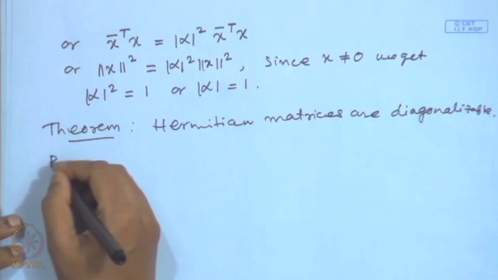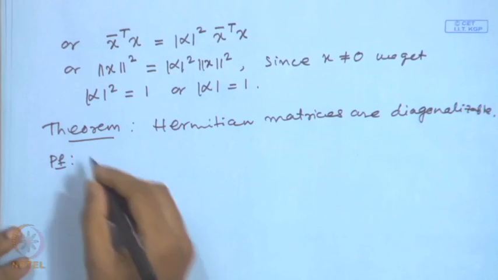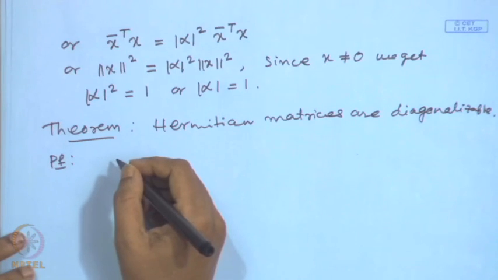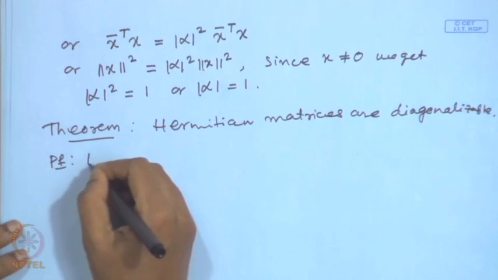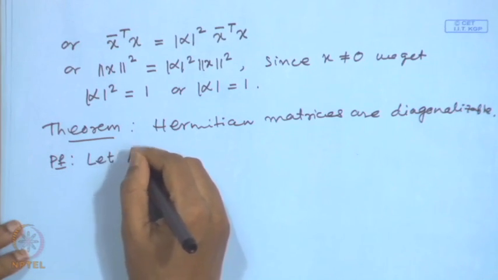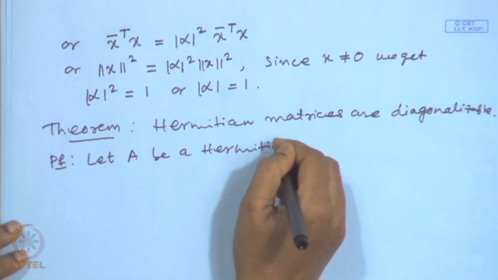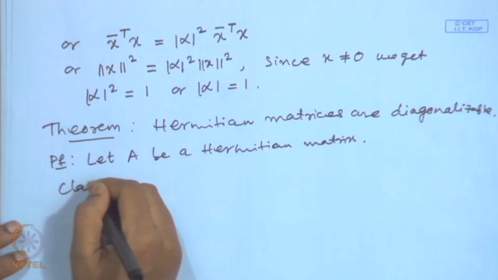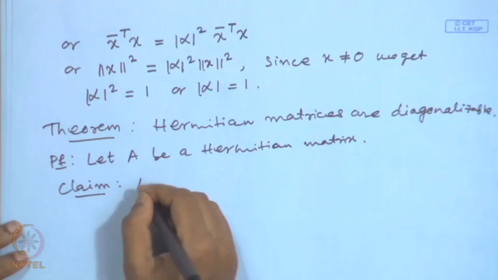So, in this case we show that for any Hermitian matrix, no generalized eigenvalue of type 2 or more will exist. So, let us consider, let A be a Hermitian matrix. Our claim is that A has no generalized eigenvalue of type 2.